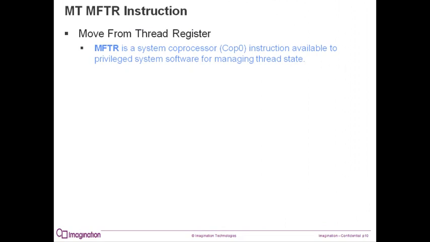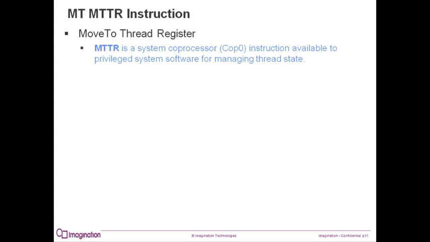The MFTR, or move from thread register, will place the value of the register being read into the GPR referenced by RD in the instruction. This instruction can be used by an OS to save the context of a TC when a TC needs to be swapped out.